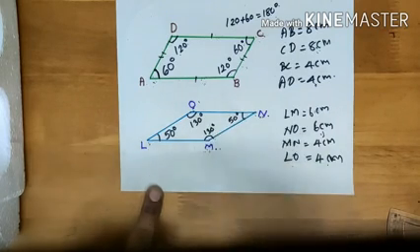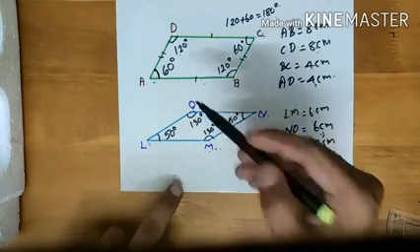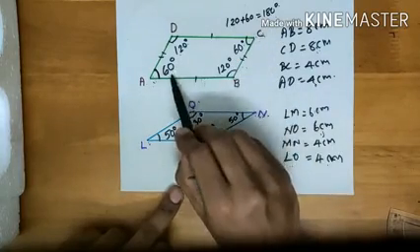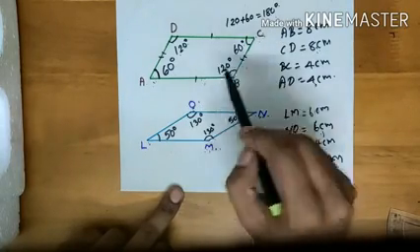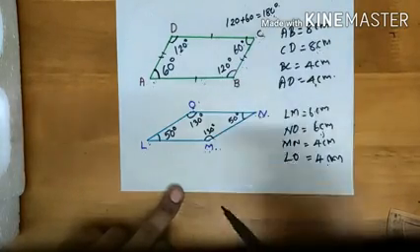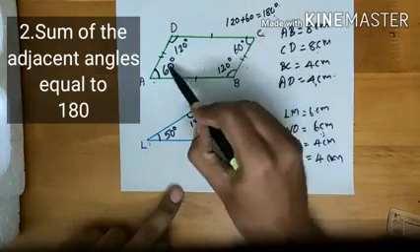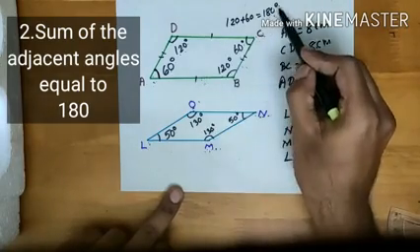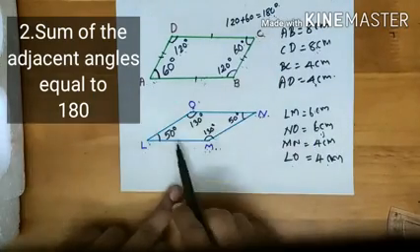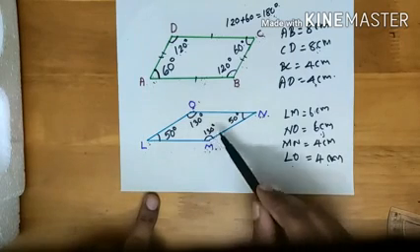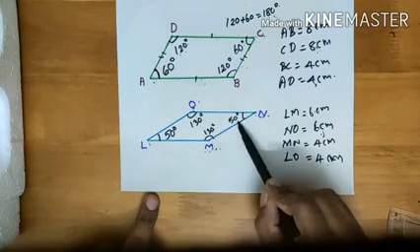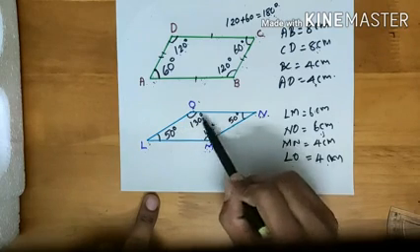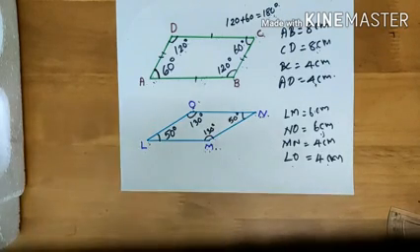Sum is 180. So in a parallelogram, opposite sides are equal and the sum of the adjacent angle equal to 180. In a parallelogram, sum of the adjacent angle equal to 180 degree. Okay, you can see in LMNO also. What is the sum of these two adjacent angles? It is 180. What is the sum of these two adjacent angles? It is also 180 degree.